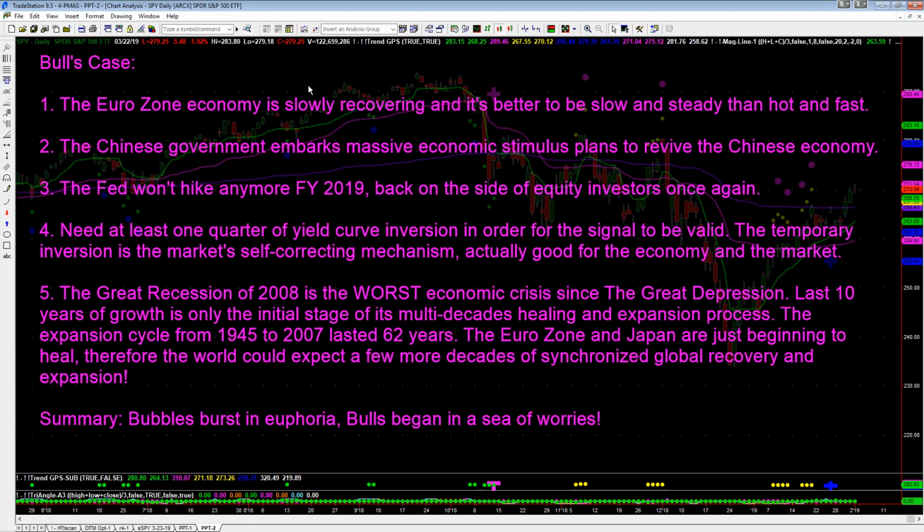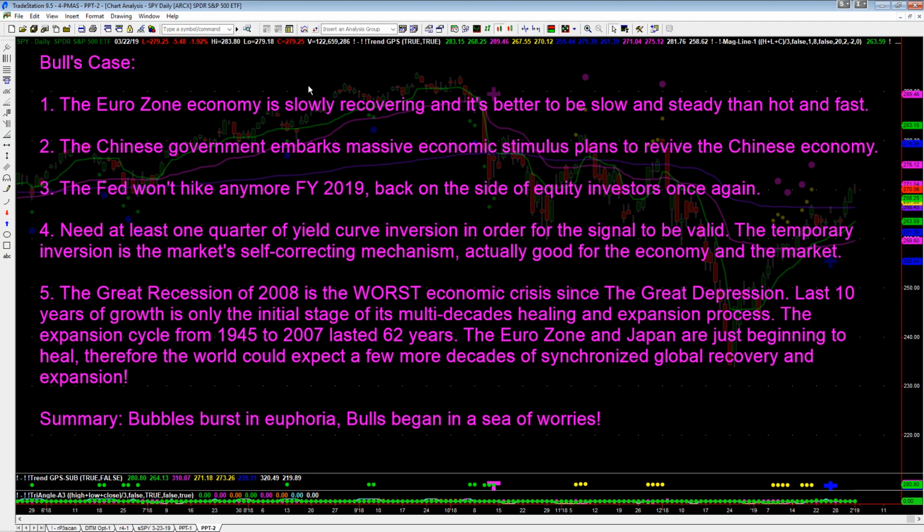Okay, and number two, the Chinese government, knowing that the economy is slowing down, all the news, all the indication out of the Chinese government is that they are embarking on a massive economic stimulus plan, to try to revive the Chinese economy. And many experts will even go as far as saying that the Chinese government is pretty much throwing in the kitchen sink. They're trying everything and anything to try to save its economy.